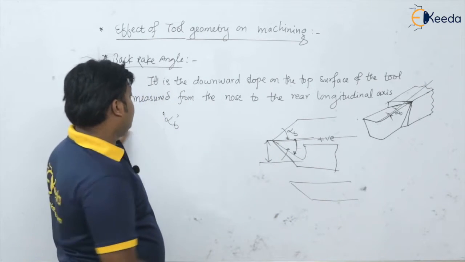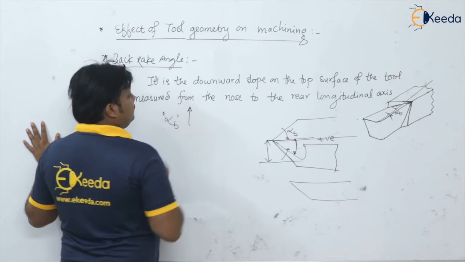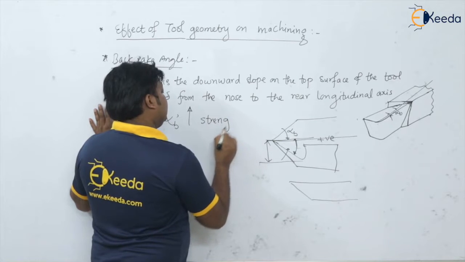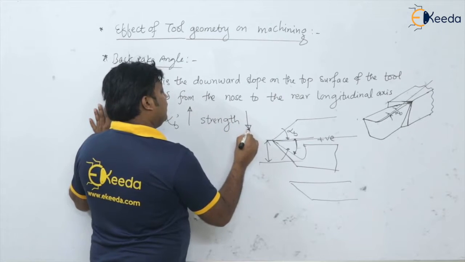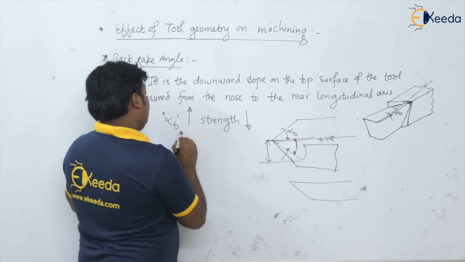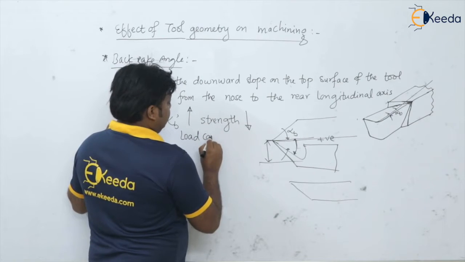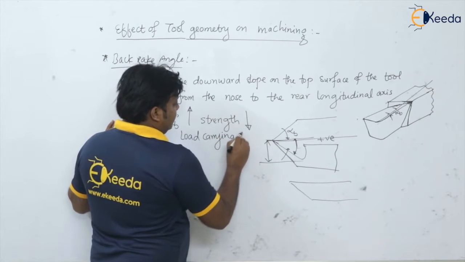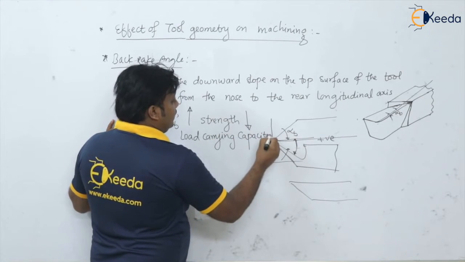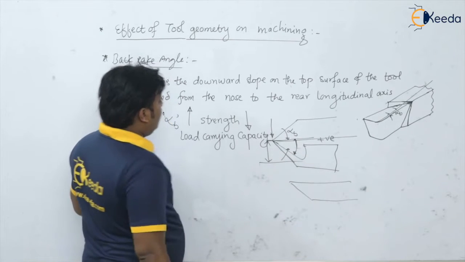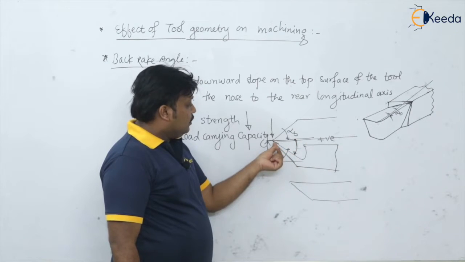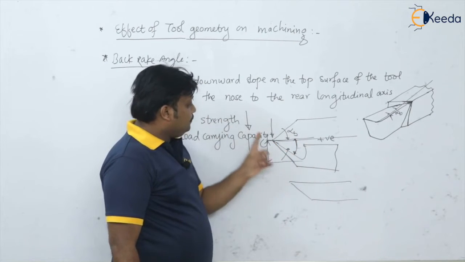So we are talking about when we increase this back rake angle, what will happen? First of all, the strength of the tool, what will happen? Definitely the strength of the tool is going to decrease because the tool is going to be weaker. Then load carrying capacity, of course, is also going to decrease with the increase in the back rake angle.